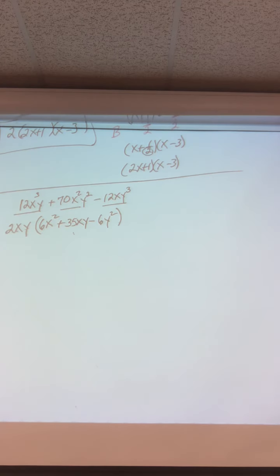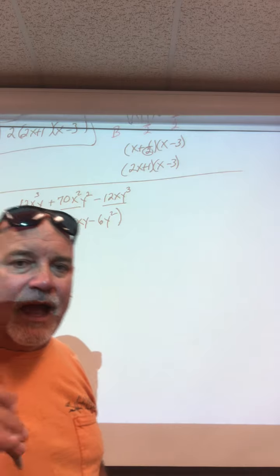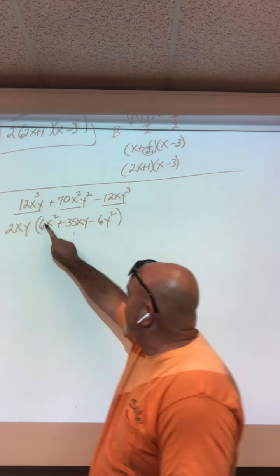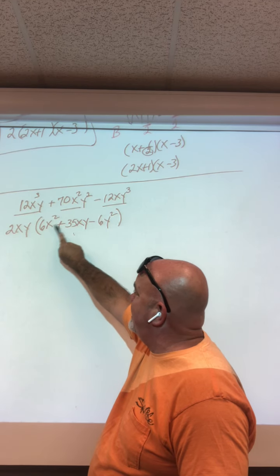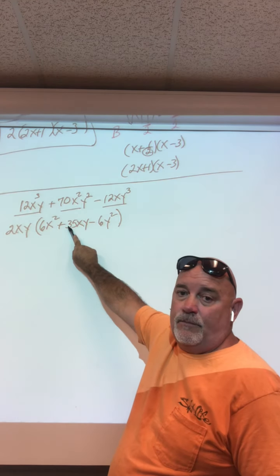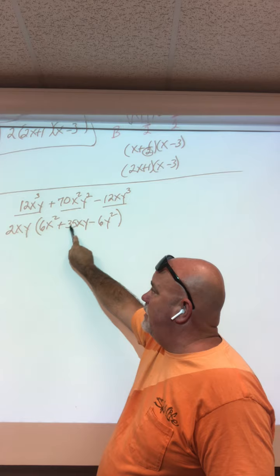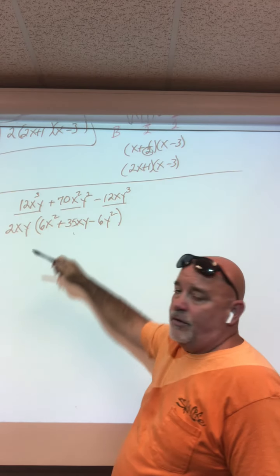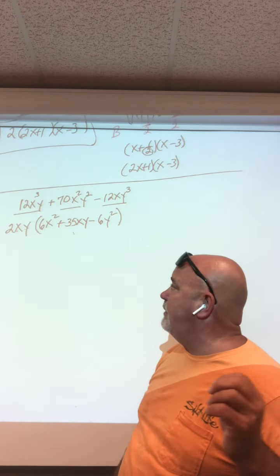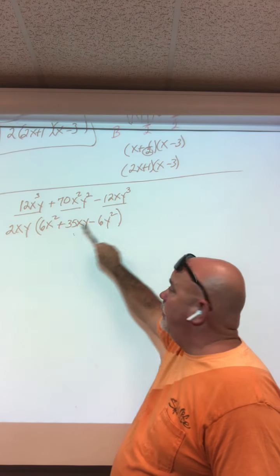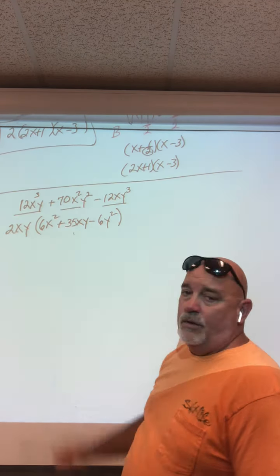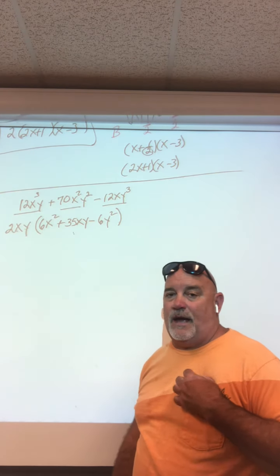Now, I'll show you something right quick just to remind you. Remember, you can check to see if you took out the biggest amount, there should be nothing else common here. Is there anything that goes into 6 and 35? No. 2 won't go into both, 3 doesn't go into both, so there's nothing that goes into 6 and 35. Also, notice, do you have an x in every term? No. Do you have a y in every term? No.